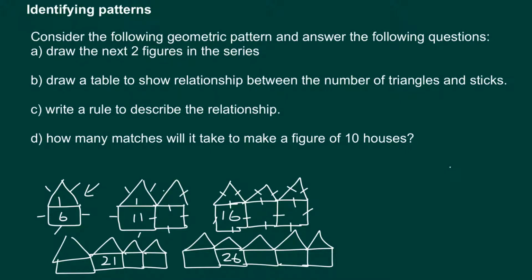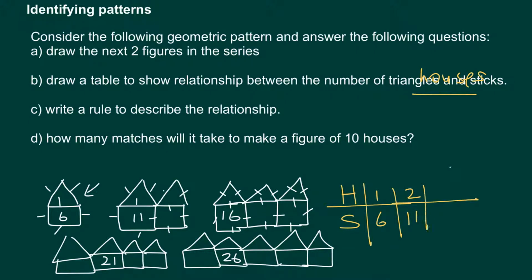Part B says, draw a table to show the relationship between the number of houses, so that should be houses, apologies, that's a typo, and the number of sticks. So let's draw that out. We have a number of houses here, and we have the number of sticks here. So one house is equivalent to 6 sticks. 2 houses gives us 11 sticks. 3 houses gives us 16, 4 gives us 21, and then 5 gives us 26. So that right there is the table that shows the relationship between the number of houses and the number of sticks it takes to make up those houses.